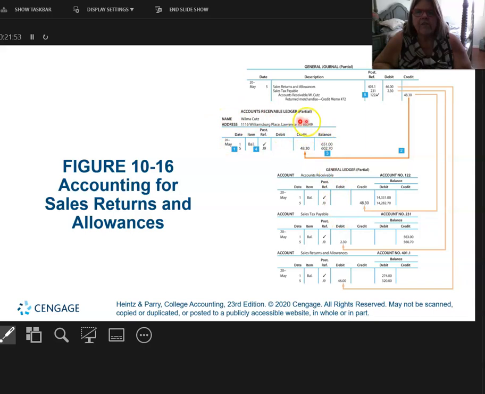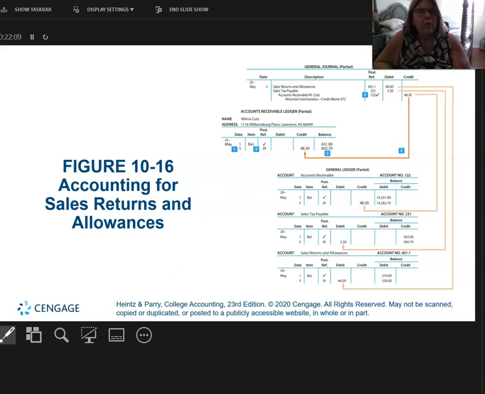So here is Coots's actual subsidiary accounts receivable ledger. And that also will be posted to the accounts receivable. So I'm posting here and here. I hope this makes sense.